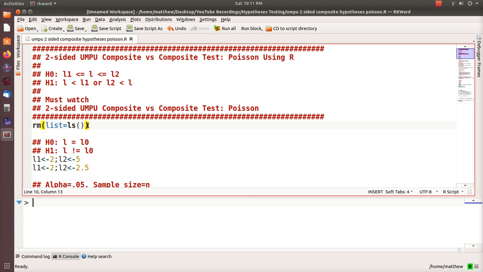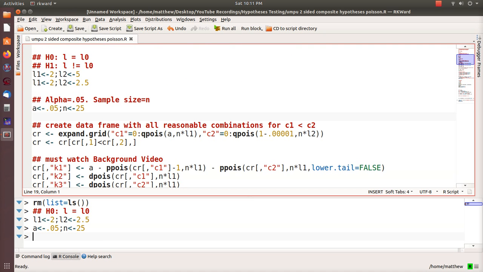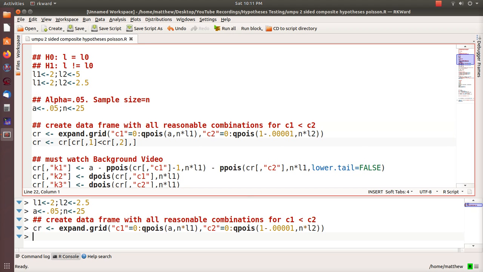So first let's remove all the objects from the list, and the null hypothesis we're going to test, we're going to let lambda 1 be 2 and lambda 2 be 2.5. We're later going to use 2 and 5 because I just love the shape of that power curve. I just want to show you. So we're going to use alpha 0.05, sample size 25. CR stands for critical regions.